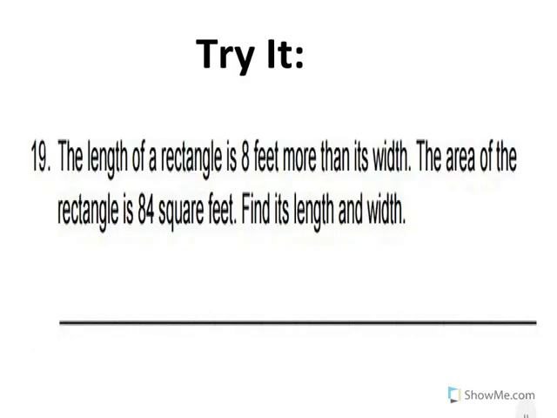Number 19, the length of a rectangle is 8 feet more than its width. The area of the rectangle is 84 square feet. Find its length and width. Okay, the hint here is that it's easier if you draw a rectangle and label the length and the width. Right, so you have a minute to work this out.